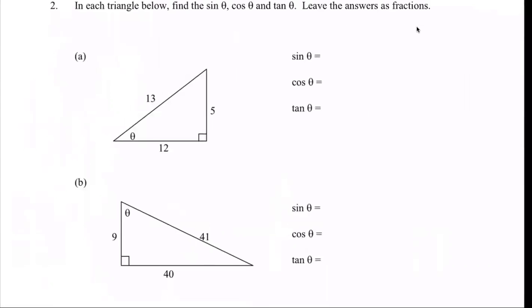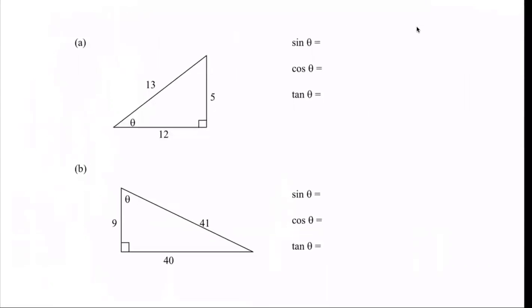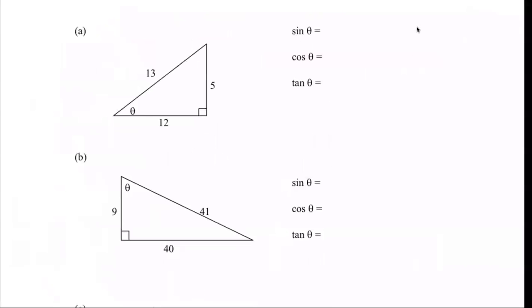So part A. Let's identify the hypotenuse, adjacent side and opposite side first. The opposite side is the one that's further away, so the opposite side is equal to 5. The adjacent side is equal to 12. And 13 is the hypotenuse.